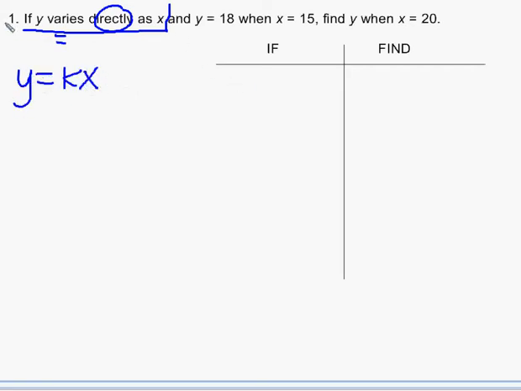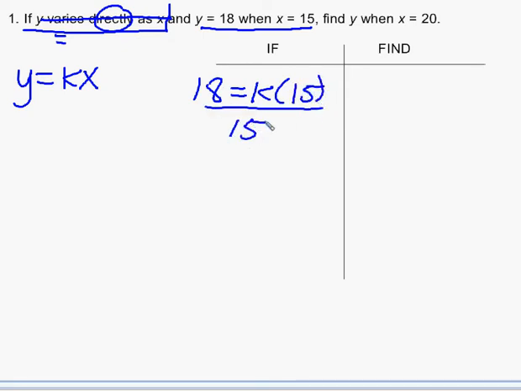Now our if statement says, because now this is gone, we've already made our equation. So now it says if y equals 18 and x equals 15. So we're going to take these two pieces of information, plug it into our equation on the if side. So we're going to have 18 is going to equal k times 15. And then divide by 15 because we have to solve for k. So this reduces to 6 over 5.